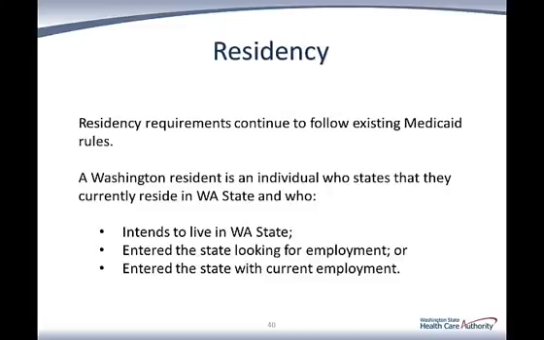Residency requirements continue to follow existing Medicaid rules. A Washington resident is an individual who states that they currently reside in Washington State and intends to live in Washington State, entered the state looking for employment, or entered the state with current employment.